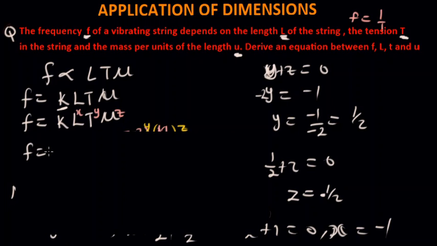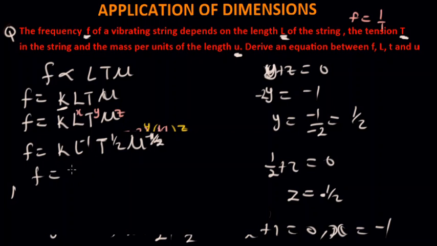So our f will be equal to, now let's introduce the powers we have found. We found x to be equal to l to the power of negative 1, and then we found the power of y to be half, that is T to the power of half, and then mu, z has the power of negative half. Okay, so let's now see how they are related.